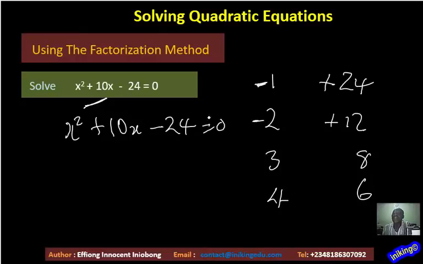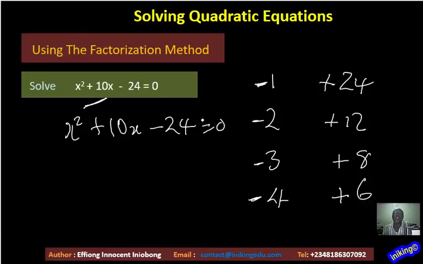Take note again, the minus attached to 24 is simply telling us that both of them cannot have the same signs. I say, okay, which one will be positive and which will be negative? The sign I see attached to the 10, I give it to the greater number. And I come to 8 again. Between 3 and 8, 8 is greater, so I give it the positive. Between 4 and 6, 6 is greater, so I give it the positive.